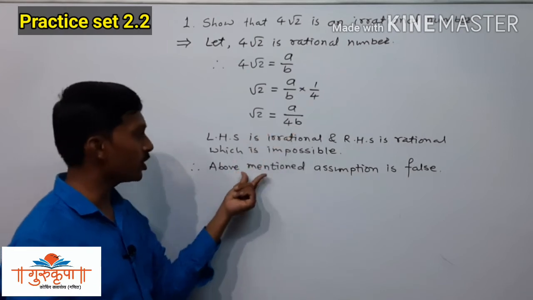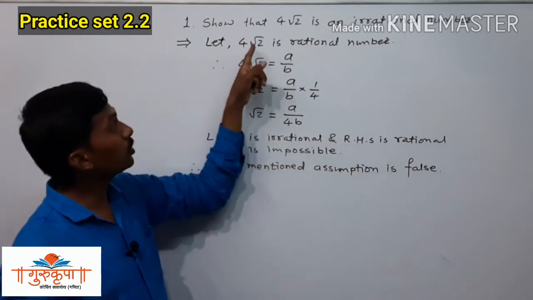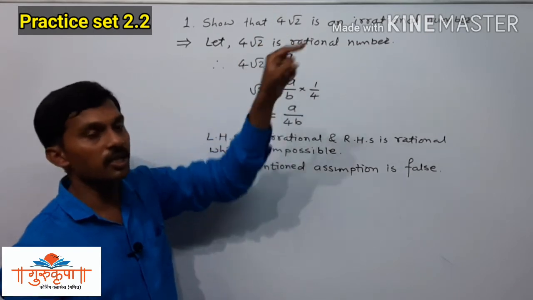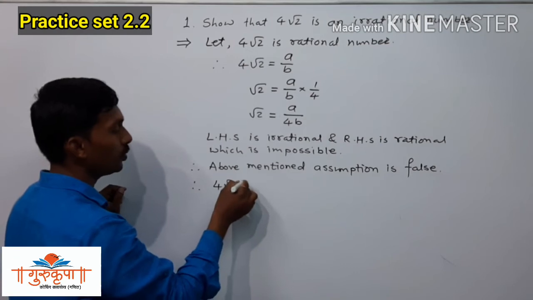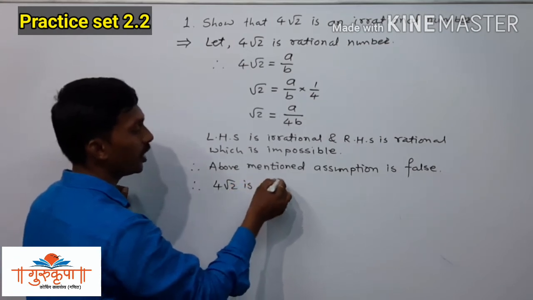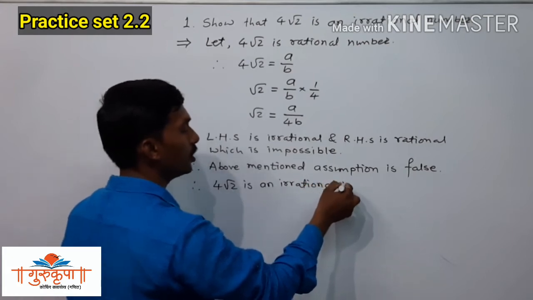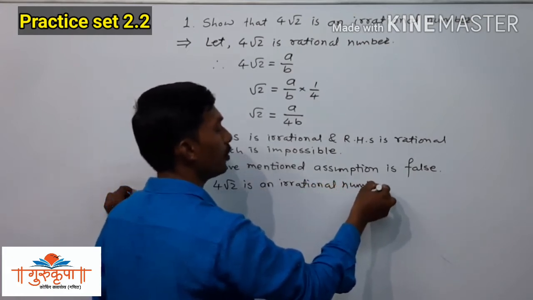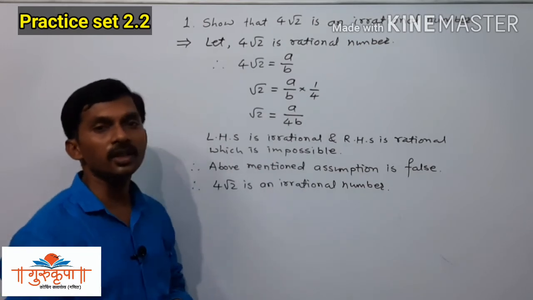Now above mentioned assumption is false, it means that 4 root 2 is irrational number. So you can write here, therefore 4 root 2 is an irrational number. That is what we have to do. This is very simple, this is very easy.